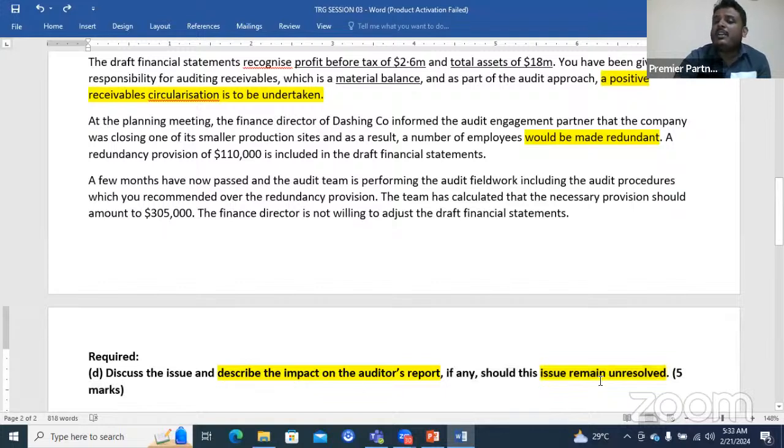Assume that the issue is not resolved, which means management refused to correct. Then only we modify the report. Is my explanation understood? So you should understand these three concepts first. Suppose in your exam the examiner gives a question like discuss the issue and describe the impact to the audit report, then you should think in both perspectives.